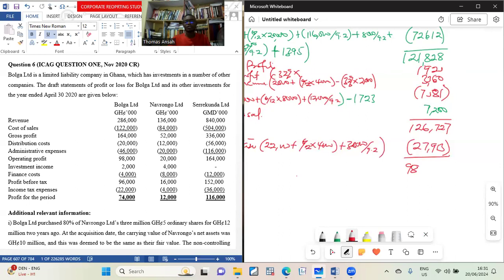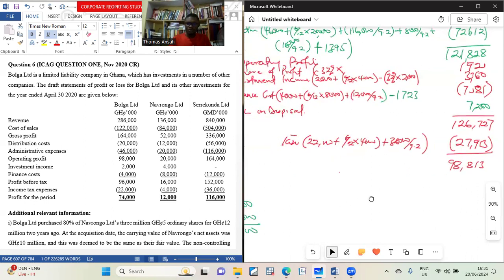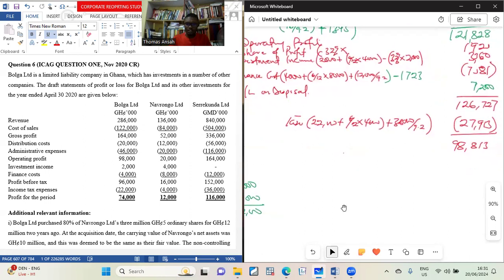So it is this one that we will be sharing. But good news, you remember we've shared the NCI portion before when we were doing the disposal. All right, so you just bring that one in and the remaining one will be for the parent. So we have NCI. So the attribution is what I'm talking about. So the NCI, what did we get before?